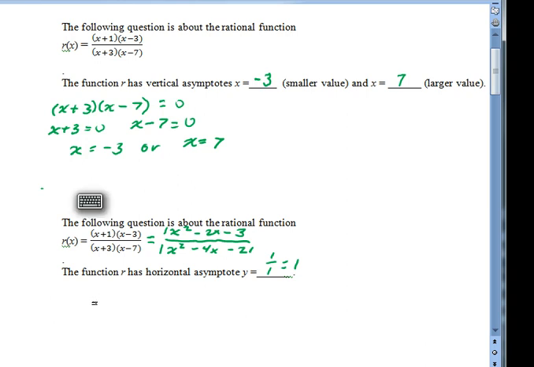Notice that 1 would be the quotient if you divided the denominator into the numerator. The quotient would be 1. There would be a remainder as well, but the quotient corresponds, when it is a constant, to the horizontal asymptote. So let's look at a couple more examples.